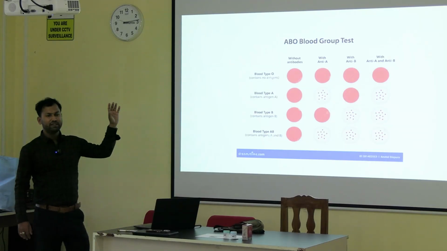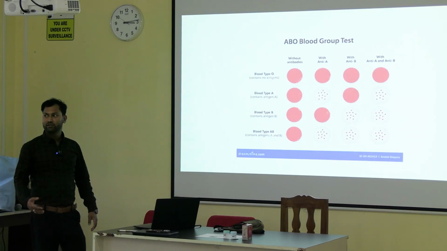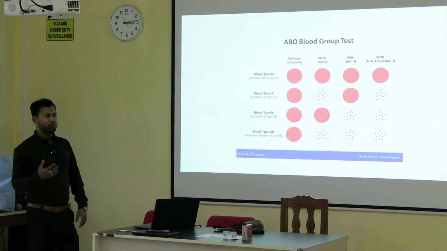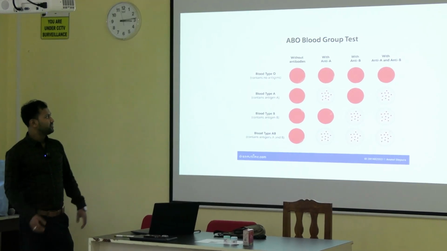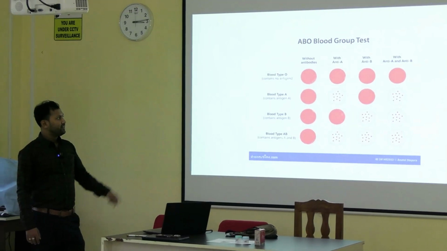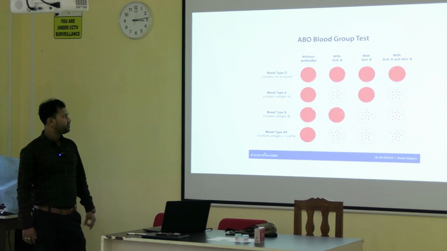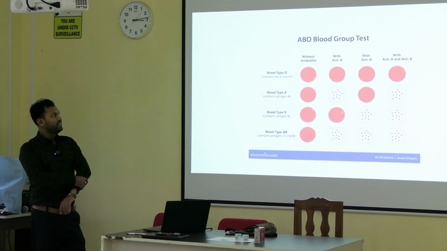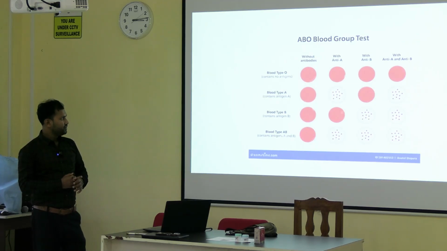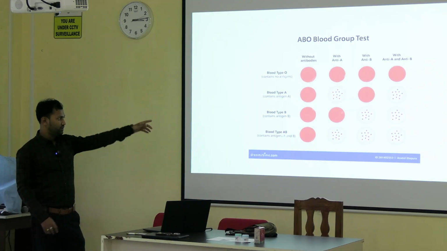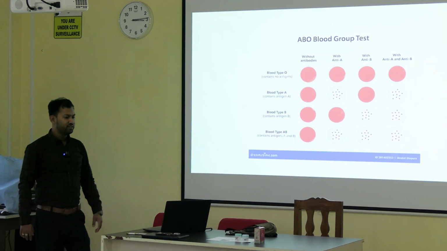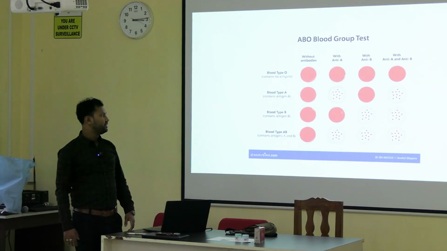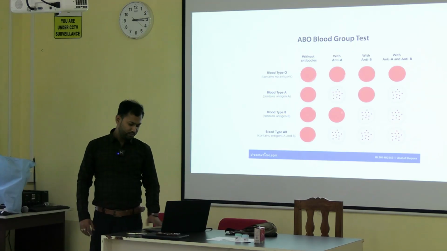And this is the visible result of the test, which you will see whenever you perform the test. When we add these antibodies or agglutinins to blood group O, there will be no reaction. With blood group A, there will be clumping with anti-A. You can see all these things given here. There will be clump formations, which prove that there is a reaction going on between the antigen and the antibody.